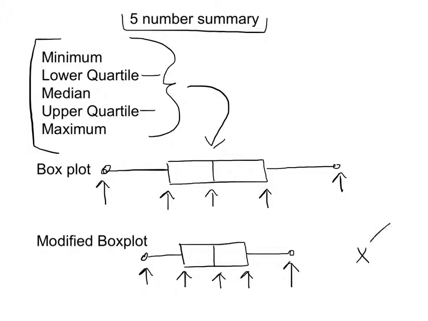But this point out here might be an outlier. It might not fit within the general scheme of the data. So then this point would be the first data point that is not an outlier. So it will be the largest point that is not considered an outlier. Let's look at a data set.